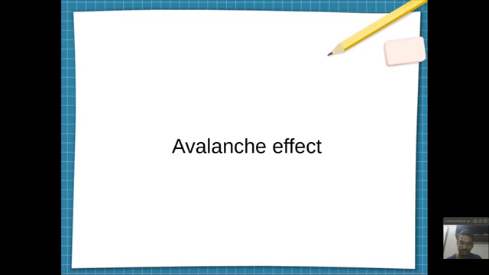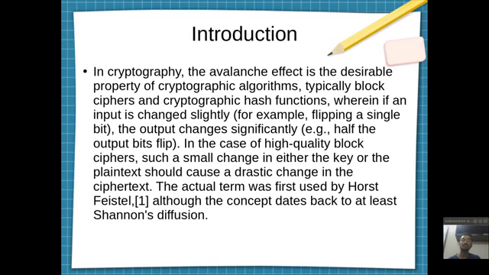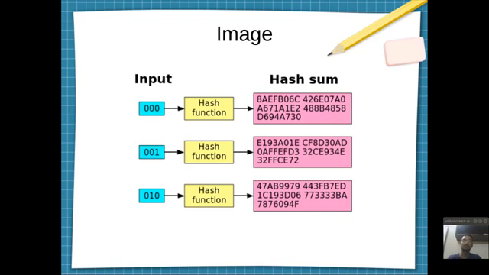Coming on to what the avalanche effect is. In cryptography, the avalanche effect is a desirable property of cryptographic algorithms, typically block ciphers and cryptographic hash functions, wherein if an input is changed slightly, the output changes significantly, as in high quality block ciphers, where a small change in either the key or the plaintext should cause a drastic change in the ciphertext. The actual term was first used by Horst Feistel, although the concept dates back at least to Shannon's diffusion. This is an image of what a hash function looks like, with the input, hash, and hash sum.